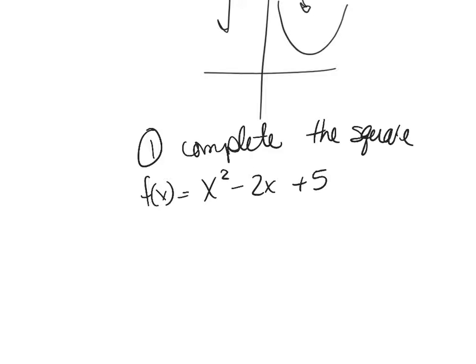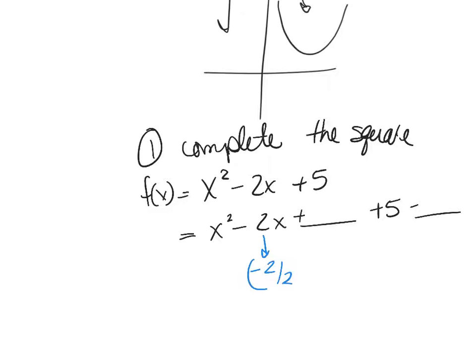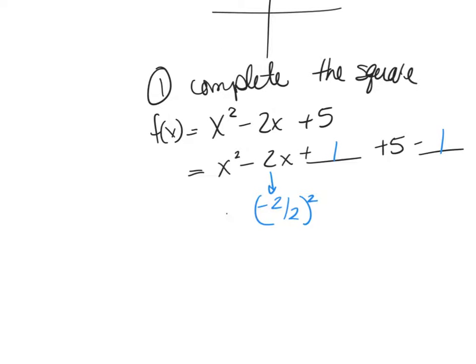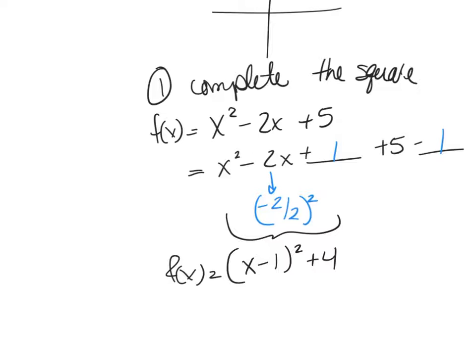So I do it by completing the square, and the way I do that is I write x squared minus 2x plus something plus 5 minus that something. The way I figure out what goes there is I take this negative 2 divided by 2, and I square it. I put it here, and I put it here. That means these first three terms turn into x minus 1, the quantity squared, and then plus 4. So that's what my function becomes.